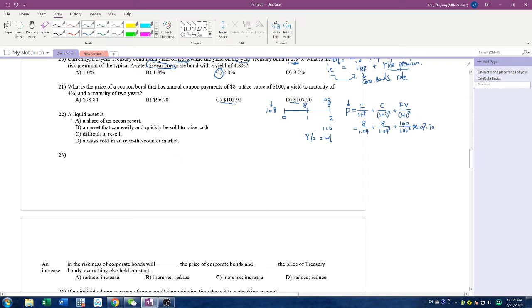Okay. Question 22, a liquid asset is what? A share of an ocean resort. A liquid asset just means an asset that you can easily sell to get cash. That's exactly what option B is. Both A and C are pretty obviously wrong, because it is really hard to resell those kinds of things. D is not right because it can be sold not only in an over-the-counter market. This is straightforward.